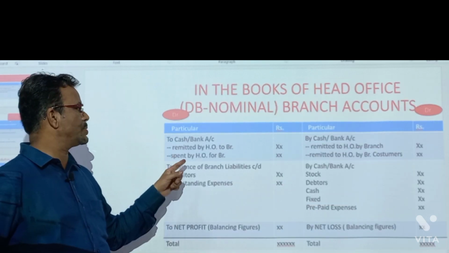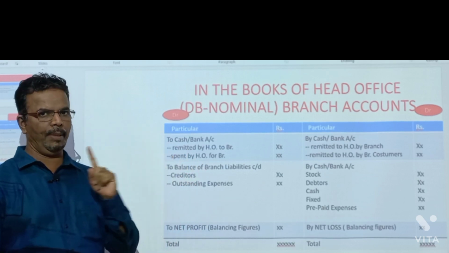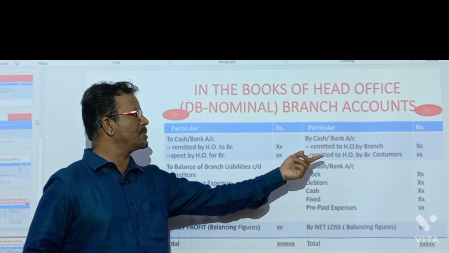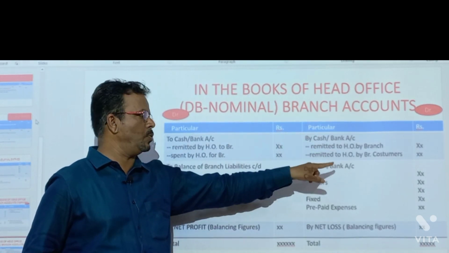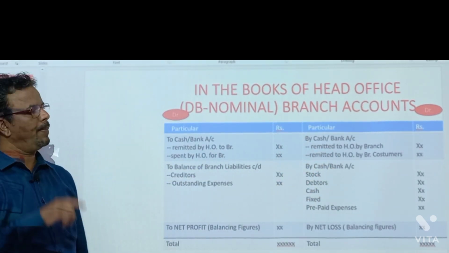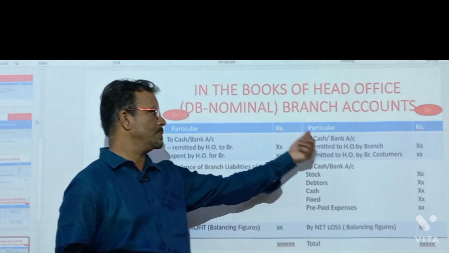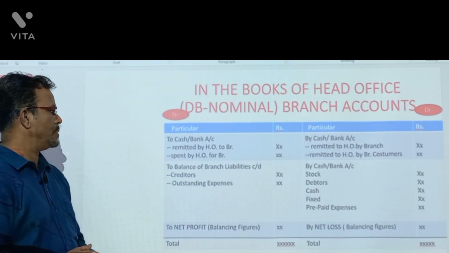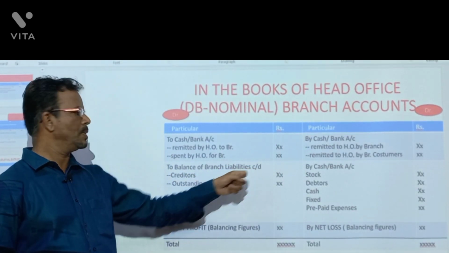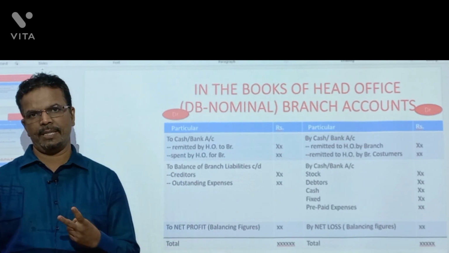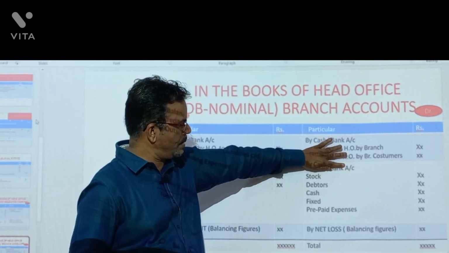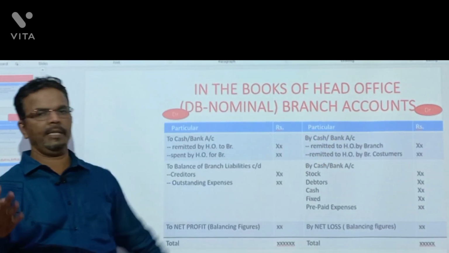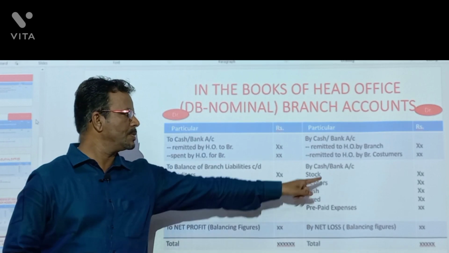Next one is cash remitted by HO, remitted by HO and spent by HO. Credit side: cash remitted to HO by the branch. Branch ने किसको दिया? HO को दिया. This cash. So sometimes the customer has given cash to the HO. So to balance carried down. So creditors and outstanding expenses. Here, by assets: the stock is there, debtors are there, cash is there, fixed assets there, and prepaid expenses are there.